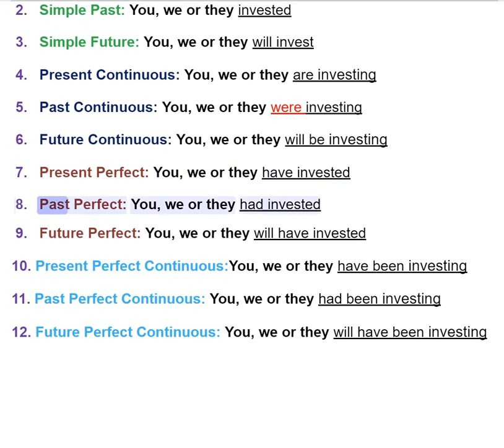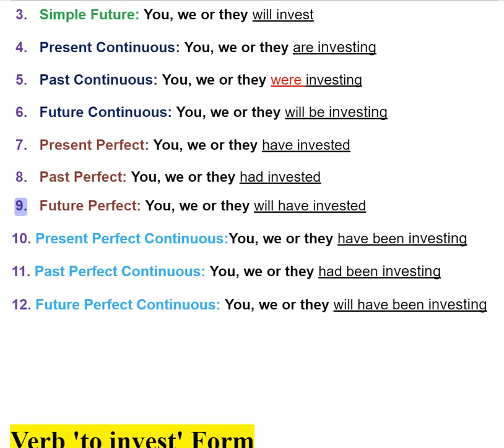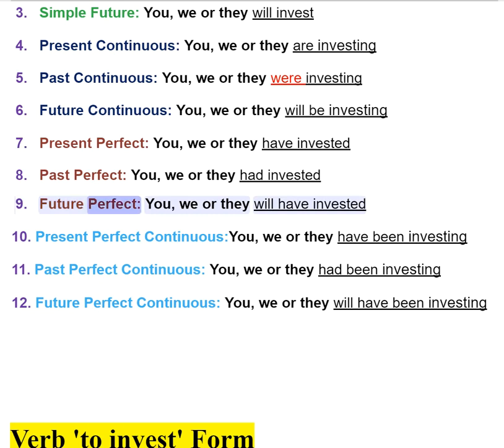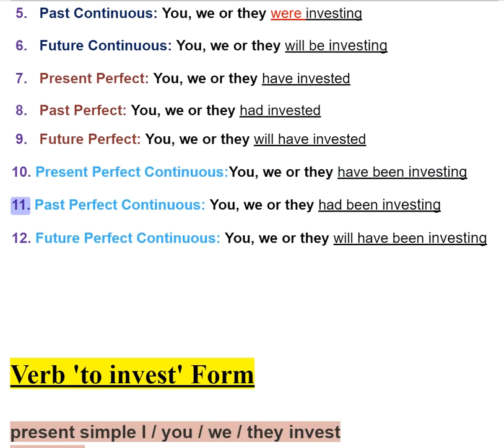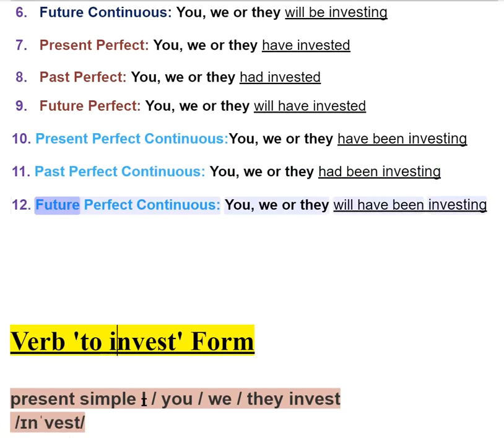8. Past perfect. You, we or they had invested. 9. Future perfect. You, we or they will have invested. 10. Present perfect continuous. You, we or they have been investing. 11. Past perfect continuous. You, we or they had been investing. 12. Future perfect continuous. You, we or they will have been investing.